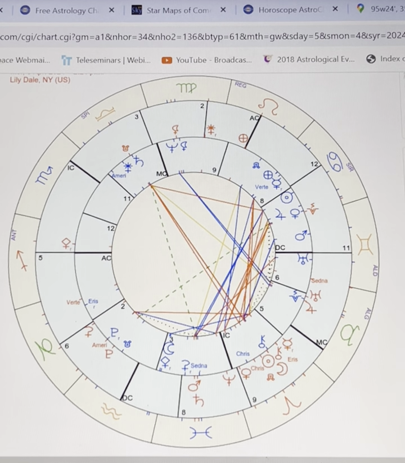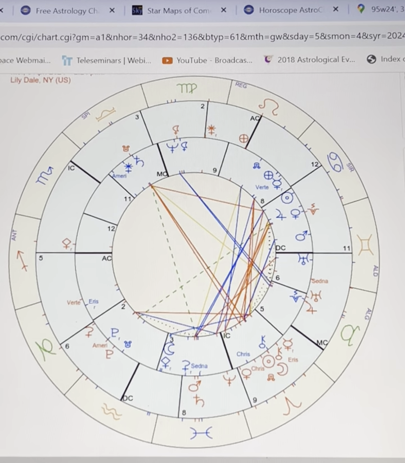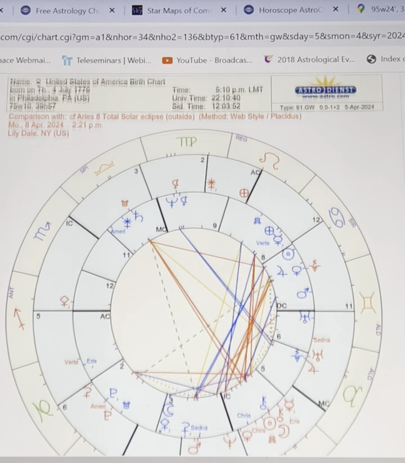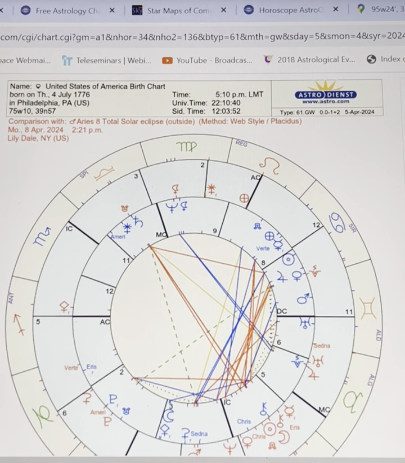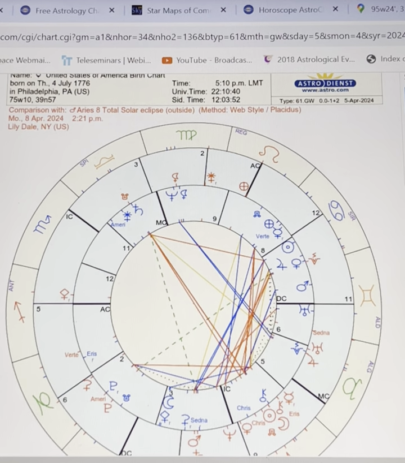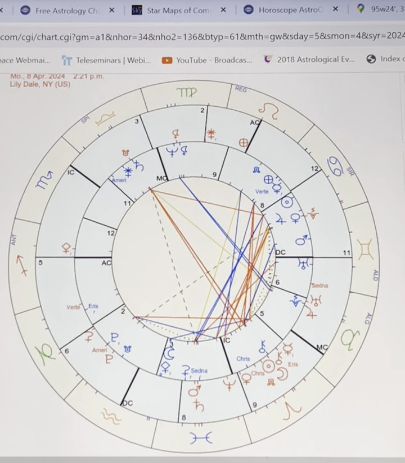Okay, so now we see here, this is the astrology chart, and this is set for the US chart on the inside there. So the outside cusp here, 13 degrees of Sag, is the US Sibley chart. And this chart is set for 2:21 p.m. And I set it for Lilydale, New York, because Lilydale, New York is on the path close to Buffalo, where it's in totality, and it's a very famous spiritual place.